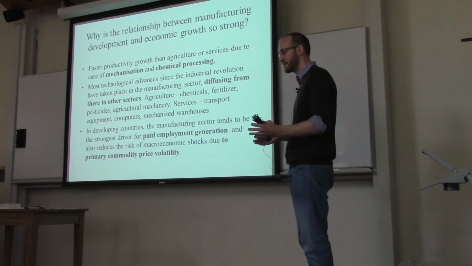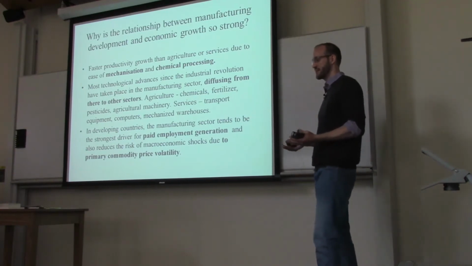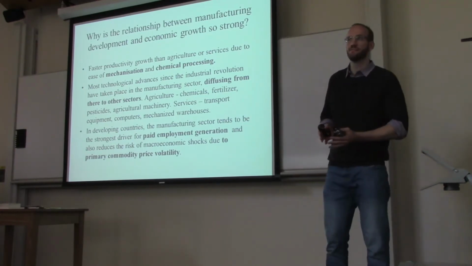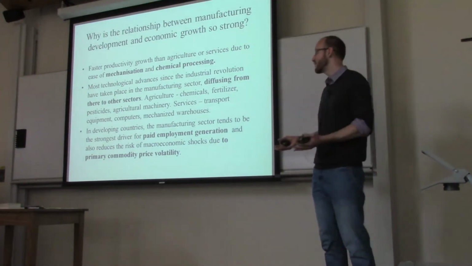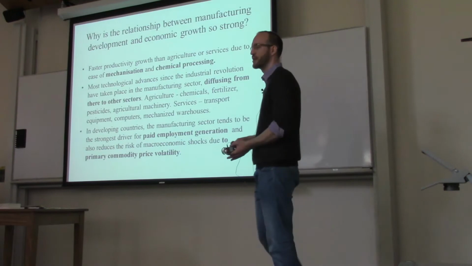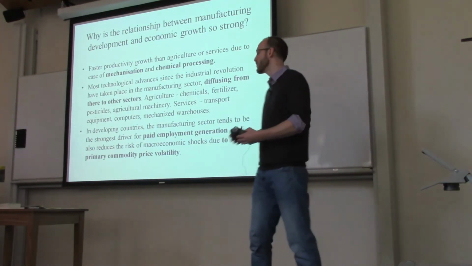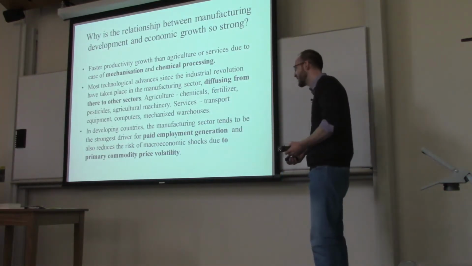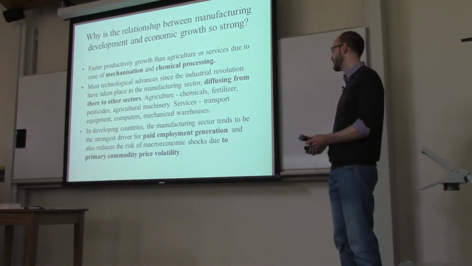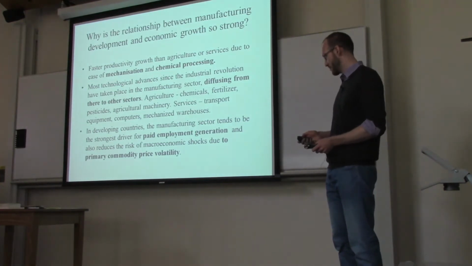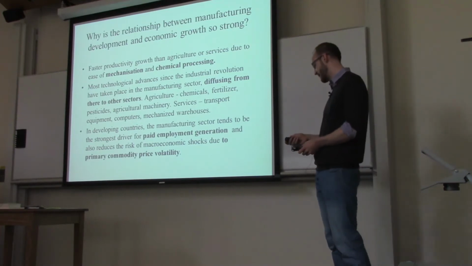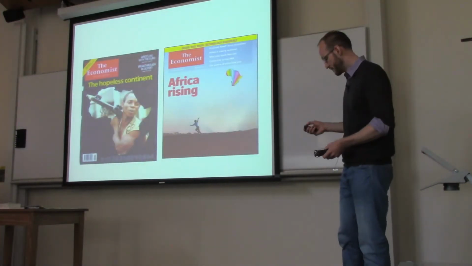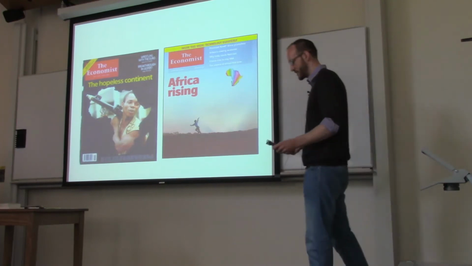So, for example, in recent months, Nigeria has had some problems with paying its civil servants because of the oil price fall. It's a country very dependent on its oil revenues. So diversifying towards more manufacturing reduces the macroeconomic shocks due to primary commodity dependence and price volatility of those commodities. All right, so now I'm going to introduce Africa.